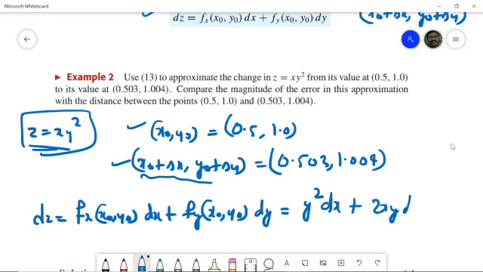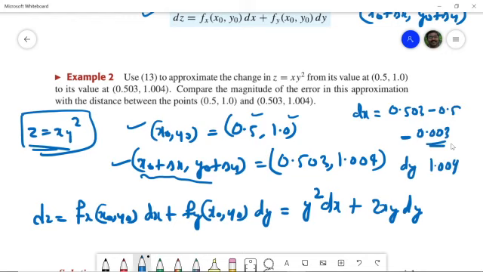Now we substitute the point x0, y0 here. x0 is 0.5, y0 is 1.0, and dx is nothing but the change in x. What is the change in x here? So x has been changed to 0.503 from 0.5. So dx is nothing but 0.503 minus 0.5, which is actually 0.003. Similarly, dy would be 1.004 minus 1, which is nothing but 0.004.